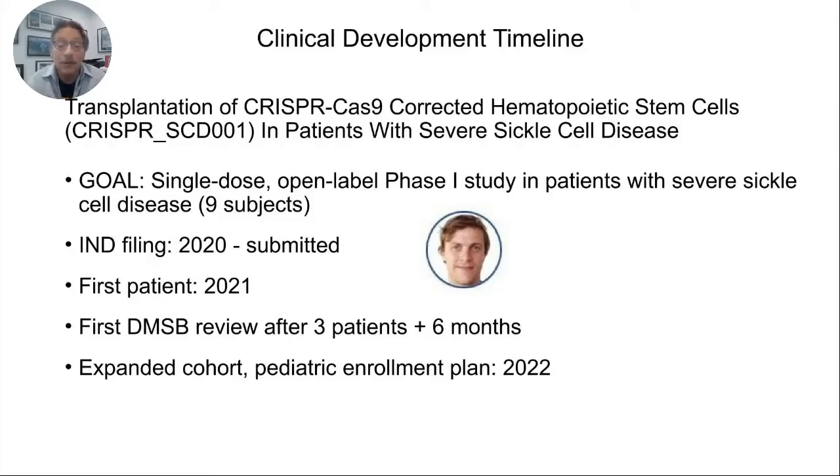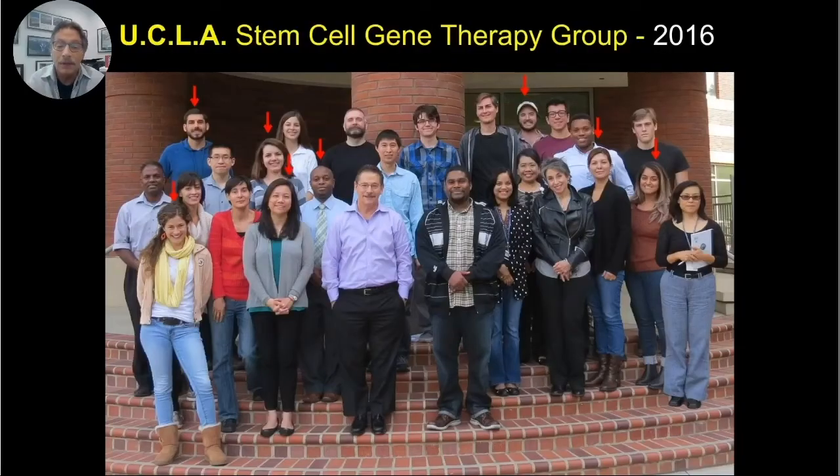So we're looking to the first patients in 2021, and then after the first 3 patients are treated, there will be a DSMB review, and if that is favorable, we would then lower the age of enrollment from 18 years and older to down to, I believe, 13. So that would be the expanded pediatric cohort.